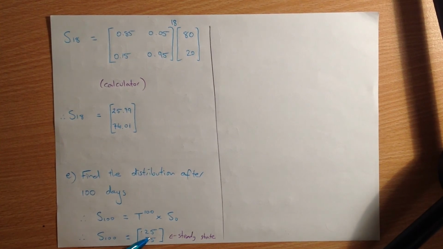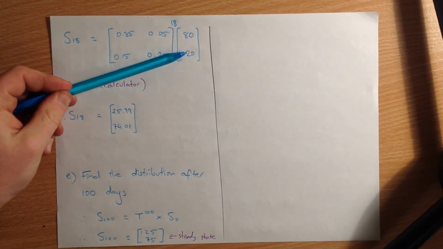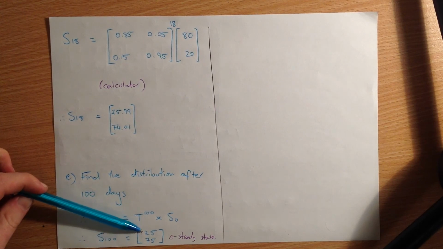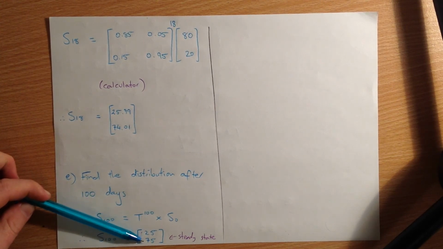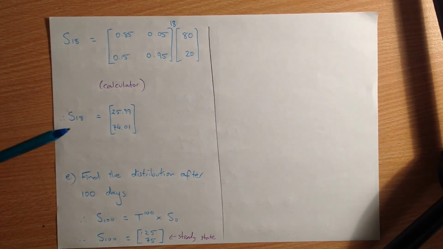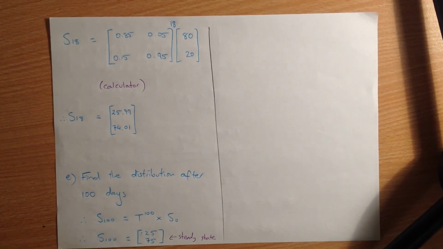So this is our steady state here. So we started with, way back when at the start of the question, 80 in the first section, 20 in the second section, 100 altogether. We've still got the 100 altogether, but 25 are going to always stay here, 75 are going to always stay here, no matter how many more transitions we do, no matter how many more times we apply that transition matrix. So that's why it's called our steady state. It's become steady on 25, 75.